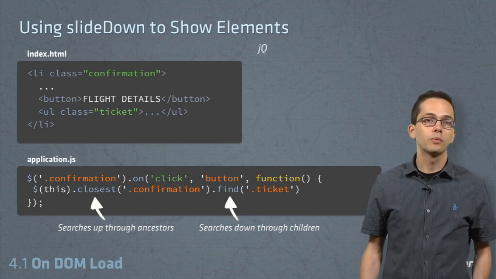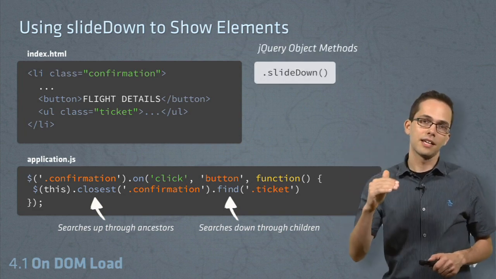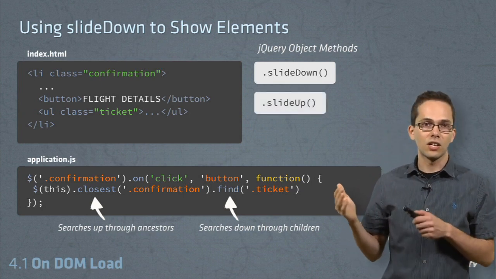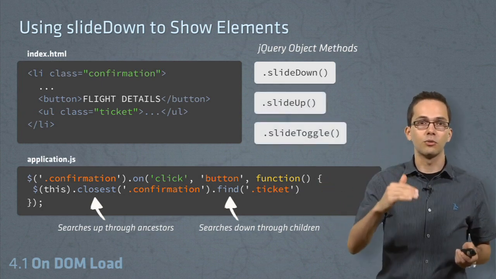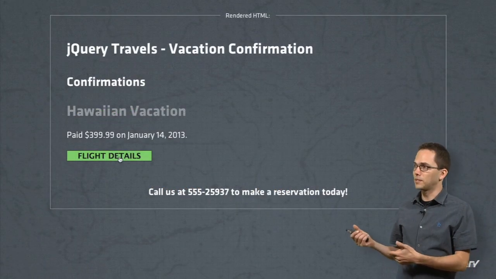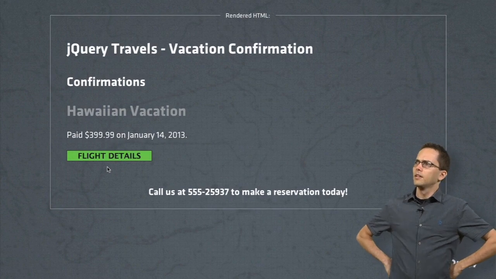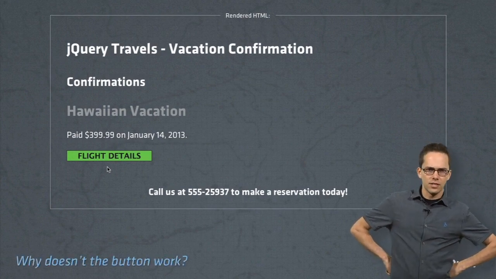To show this UL, we're going to use the slide down method. Slide down would show it, slide up would hide it, and then slide toggle, well, is going to toggle between the 2 states. So let's do slide down like so. So let's go ahead and try this in our browser, but it doesn't seem to be working. We're going to have to figure out how to debug this JavaScript.